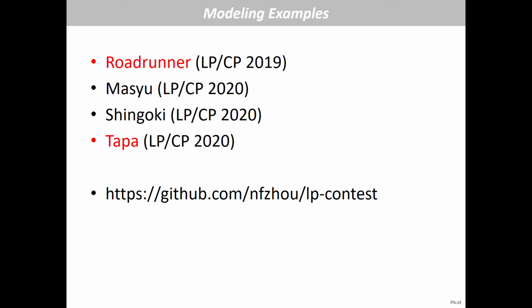Now let me present several examples taken from a recent logic programming contest: Roadrunner, Masu, Shingoki, and Tapa. You can find the complete programs on my GitHub account. Here, I'm going to present 2 programs, one for the Roadrunner problem and one for the Tapa problem.